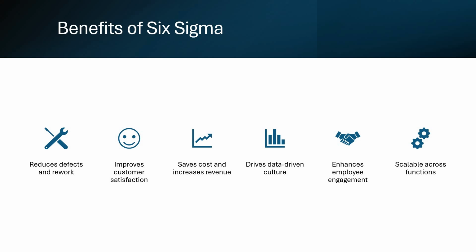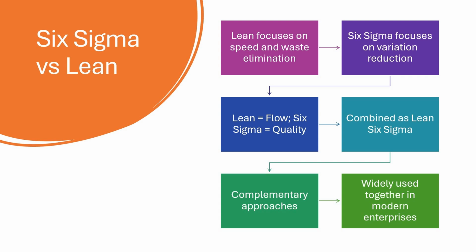Finally, Six Sigma helps scalability across functions. One of the most powerful features of Six Sigma is that it's not limited to manufacturing. It applies to finance, HR, sales, logistics, healthcare, education, government, and IT. For example, in a hospital, it reduces patient wait times. In IT, it improves incident resolution rates. It's truly cross-functional. It's truly scalable. And it integrates well into any organization's strategy.